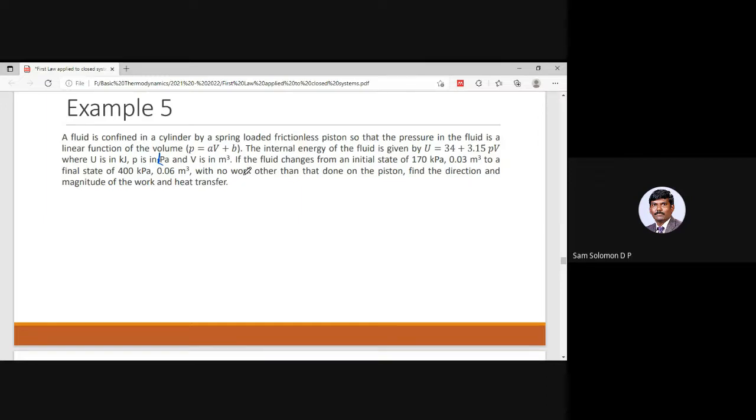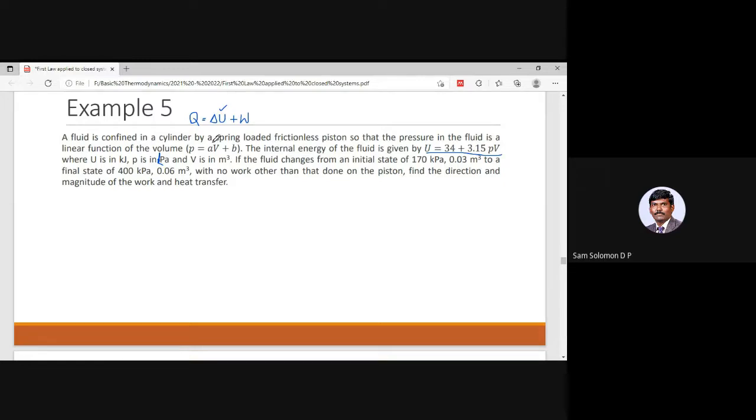Once again, it is a simple application of the first law of thermodynamics, wherein Q is equal to delta U plus W. For delta U, you are going to use the relation U equal to 34 plus 3.15 PV. For W, you are going to use integral PdV.